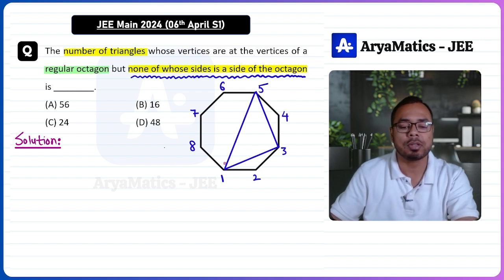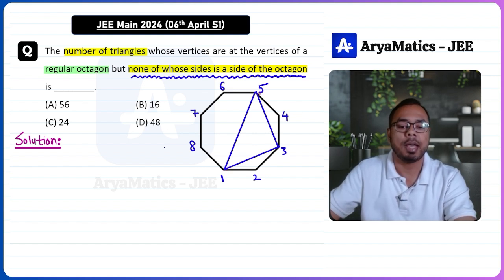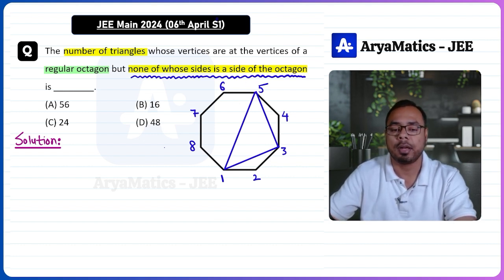So there are different methods of solving this problem. One of the methods will be that first we'll count the total number of triangles and then we'll remove those triangles which have either one side common or two sides common, right? Now, finding the total number of triangles is not difficult. There are 8 points. All of them are non-collinear, right? No three of these points are collinear. So therefore, the total number of triangles that you can create is 8C3.